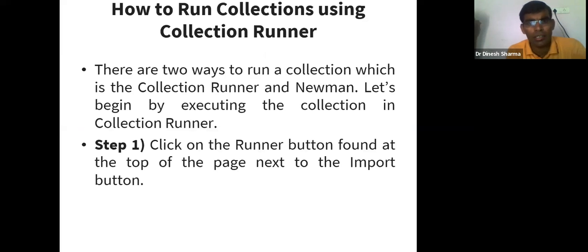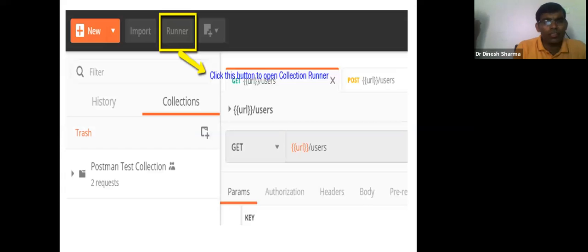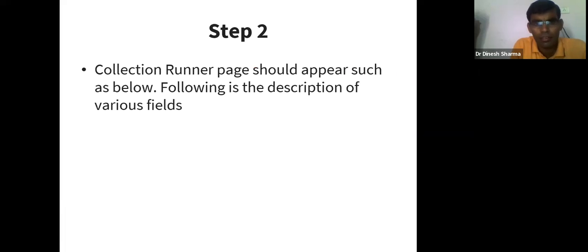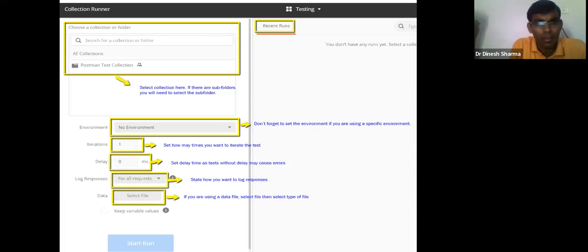How to run a collection using the collection runner? You have the runner option here. You can select your collection and click on this runner option. In this case, your collection will execute. You have multiple fields in the collection runner, like environment, which environment you want to use, and number of iterations. Suppose you want 1 iteration, 2 iterations, 4 iterations. Now, how much delay you want between the iterations, like 5 seconds, 10 seconds, or 1 minute, 5 minutes.